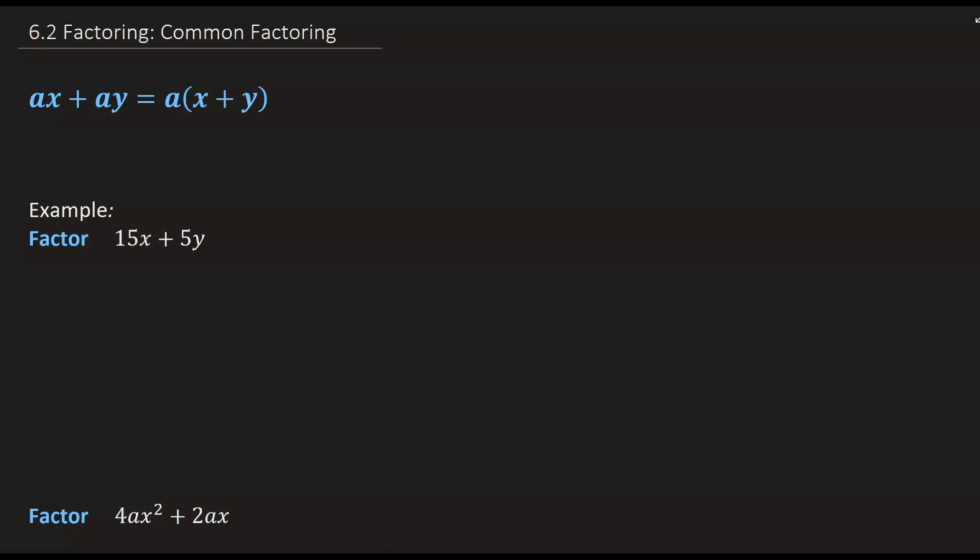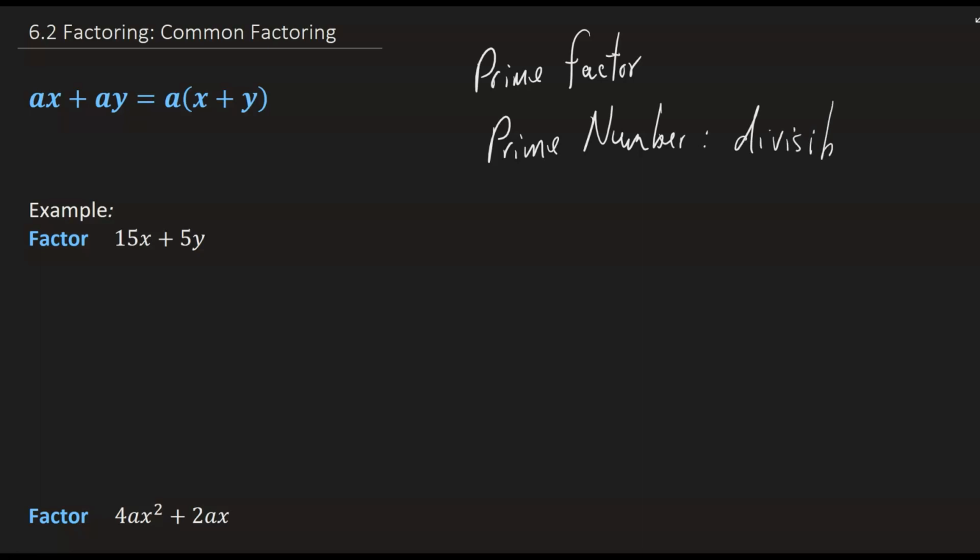So I mentioned prime factor. What is a prime factor? First of all, a prime number: a number that is divisible only by itself and 1.